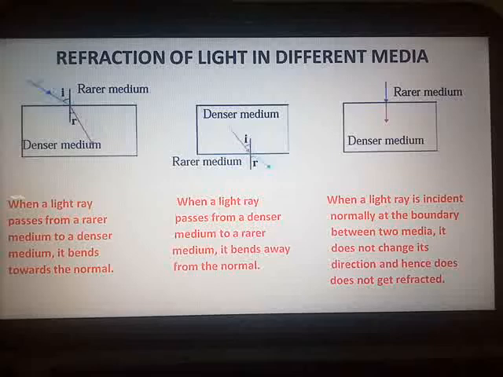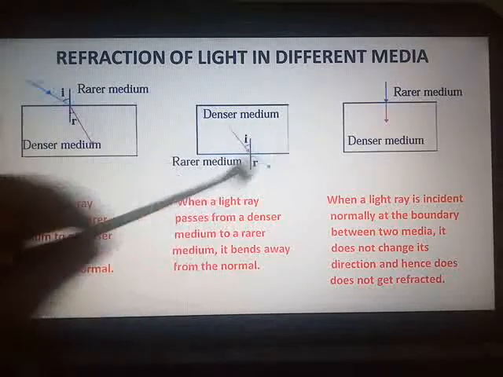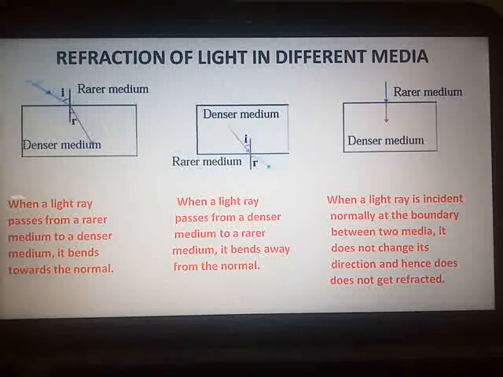So this is a very important question. They can ask you the behavior of a ray of light when it travels through different media, and diagrams they will provide to you. You have to give the correct answer or you have to inform about the bending of the light ray.